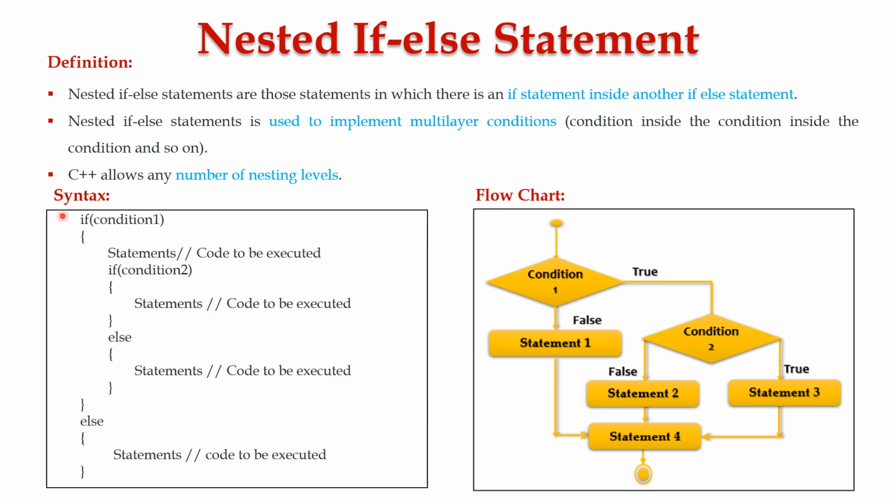Next, the syntax for the nested if-else statement. So if condition 1 has been given here, followed by statements for the if condition, and inside this condition 1 we have another condition, condition 2. If this is true, we have a set of statements to be executed. If it is false, we have an else part with a set of statements to be executed for condition 2. Then we have the else part for condition 1, where we have a set of statements to be executed. So this is the syntax for the nested if-else statement.